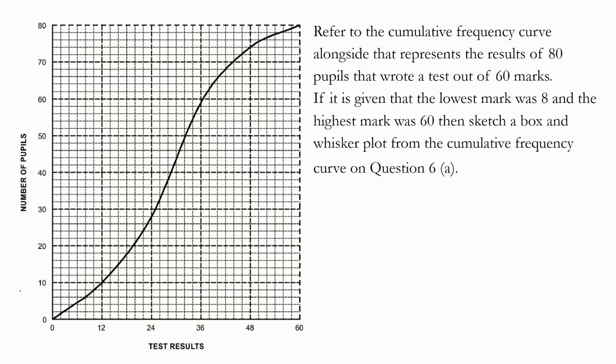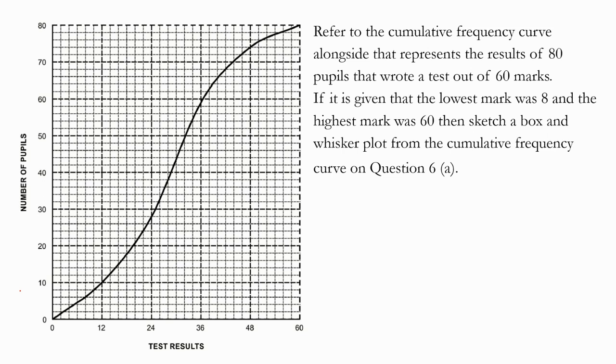Right, welcome back. Let's do question 6a. Refer to the cumulative frequency curve alongside that represents the results of 80 pupils that wrote a test out of 60 marks. If it is given that the lowest mark was 8 and the highest mark was 60, then sketch a box and whisker plot from the cumulative frequency curve on question 6a.